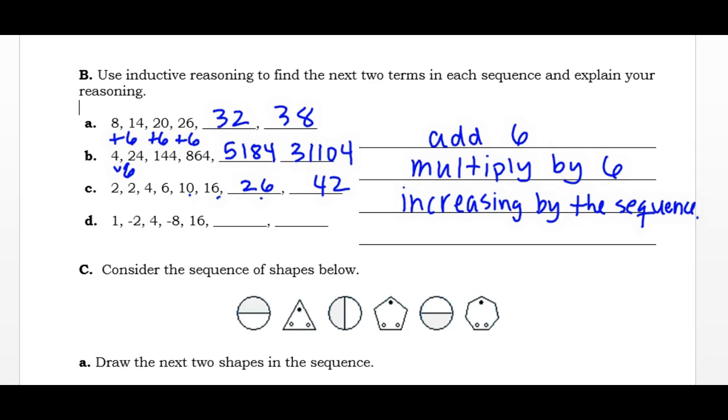And the last one, I can tell that's multiplied just by looking at it. But the tricky part is the positives and the negatives. So that's multiplying by -2, and then multiplying by -2, and then multiplying by -2, and then multiplying by -2. I noticed those were powers of 2, so I knew it was multiplying by 2. But to switch positive to negative, you just throw the negative in there.